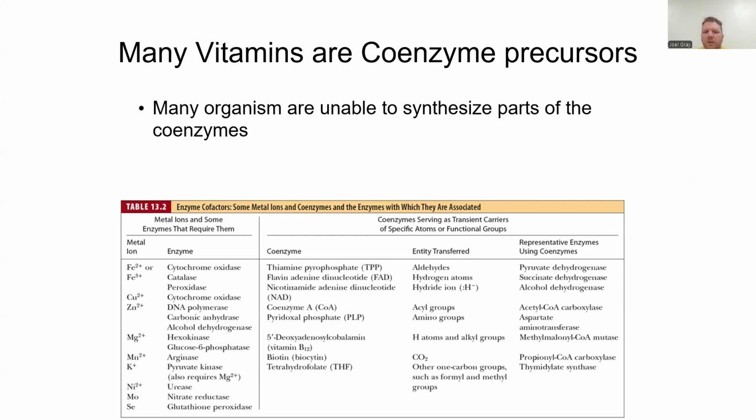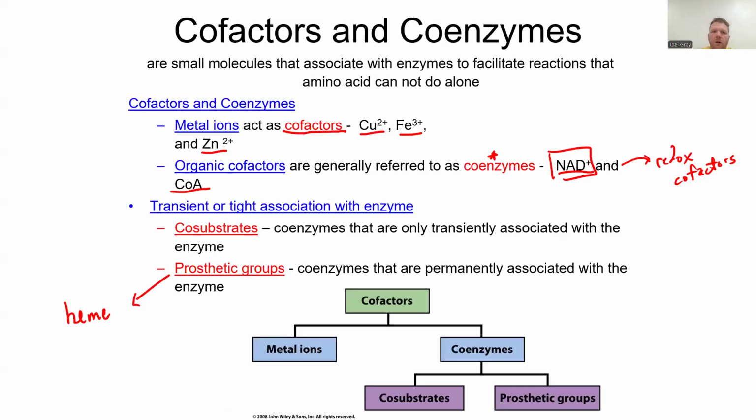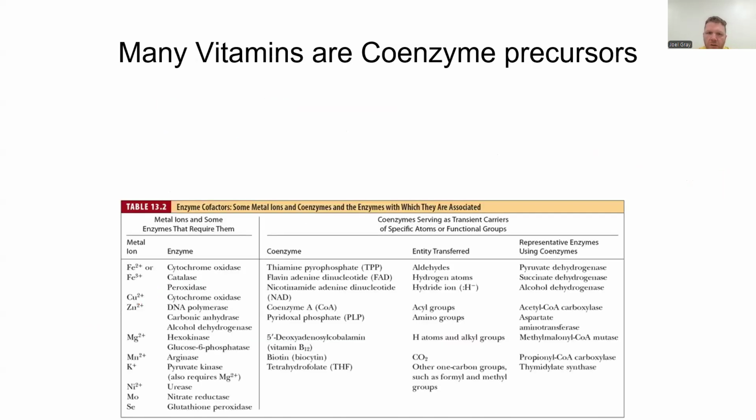So if we look at this, this is a long list of different enzymes that are precursors. I don't expect you to know these coenzymes, cofactors, these specifics, or anything like that. Really, what I want you to take away from this are these definitions. Coenzyme is an organic molecule. Cofactor is a metal ion. A co-substrate is transiently associated, whereas the prosthetic group is going to be more tightly associated.